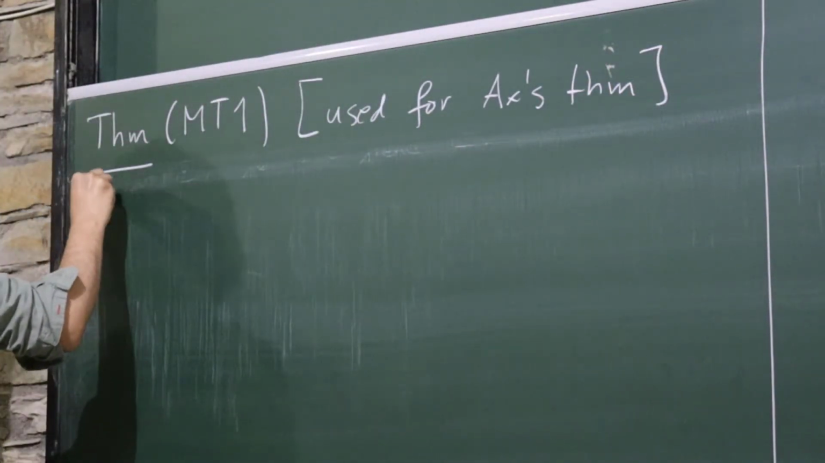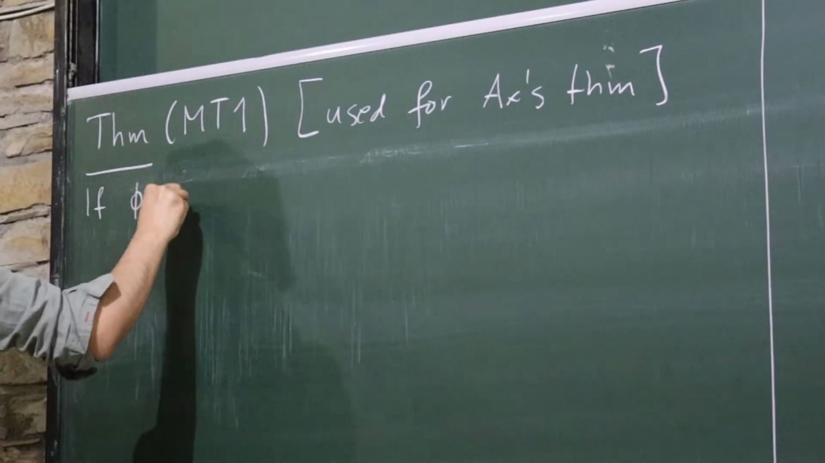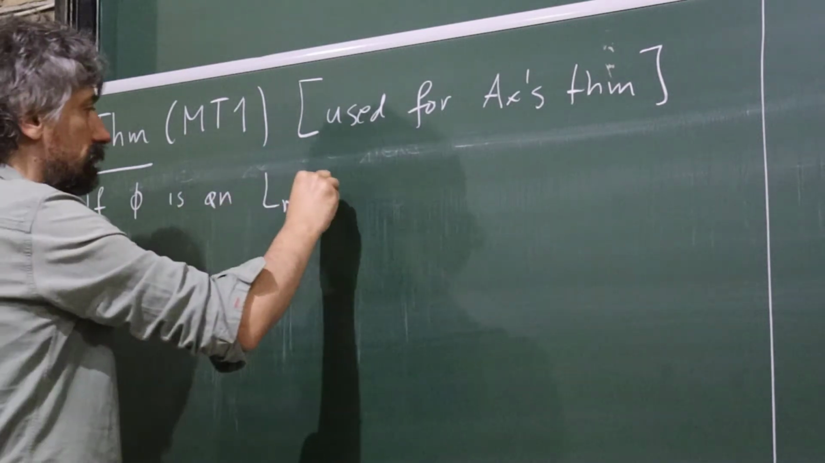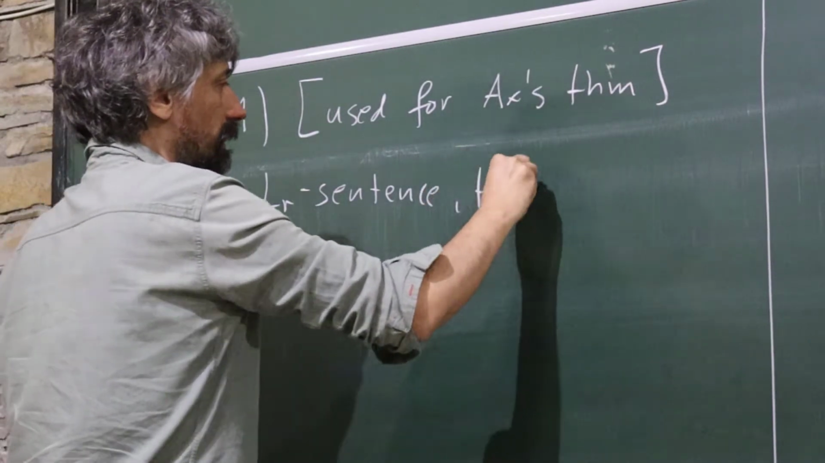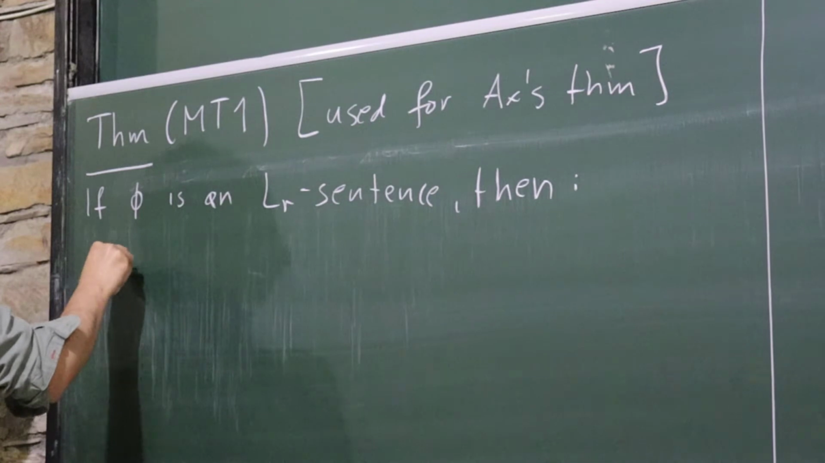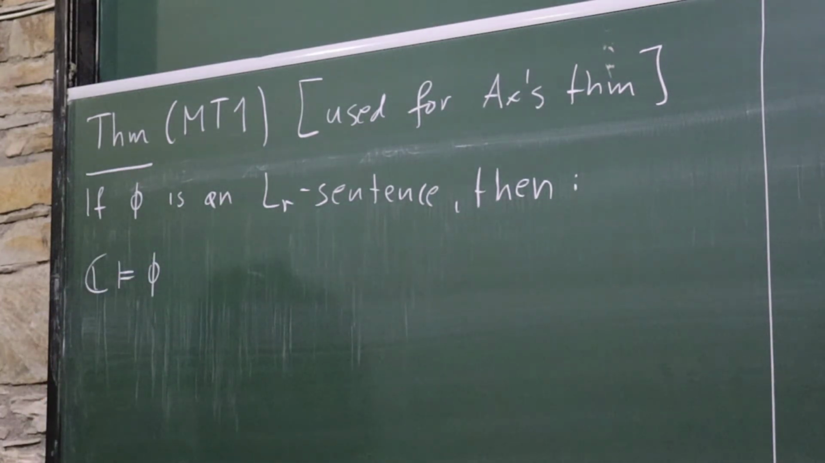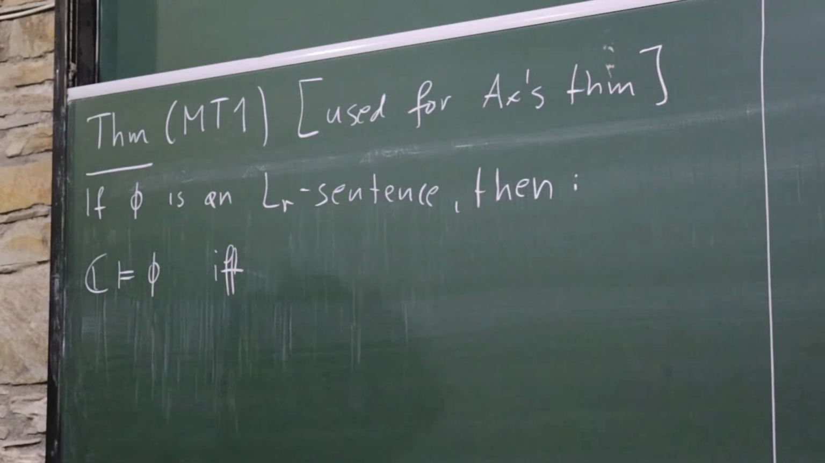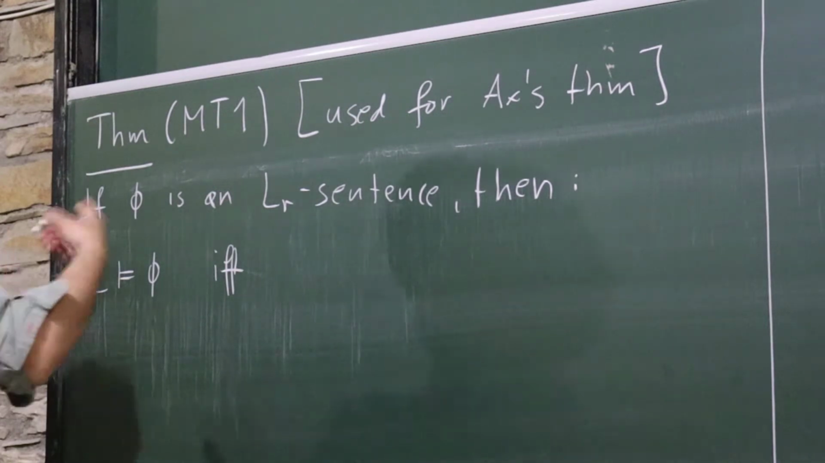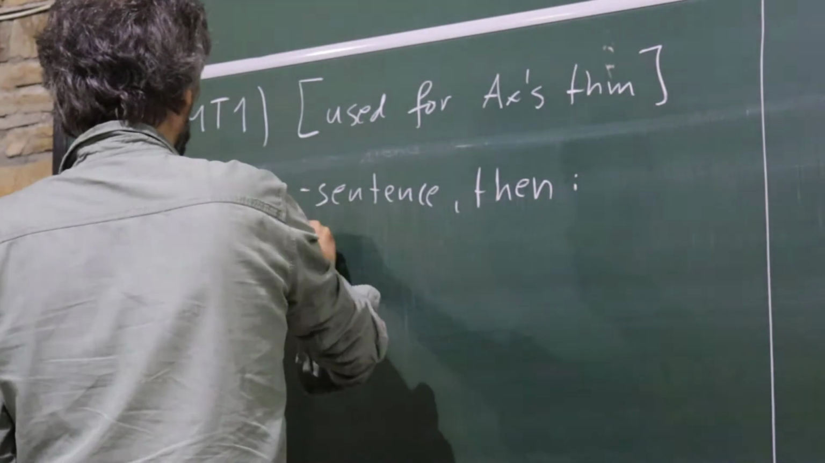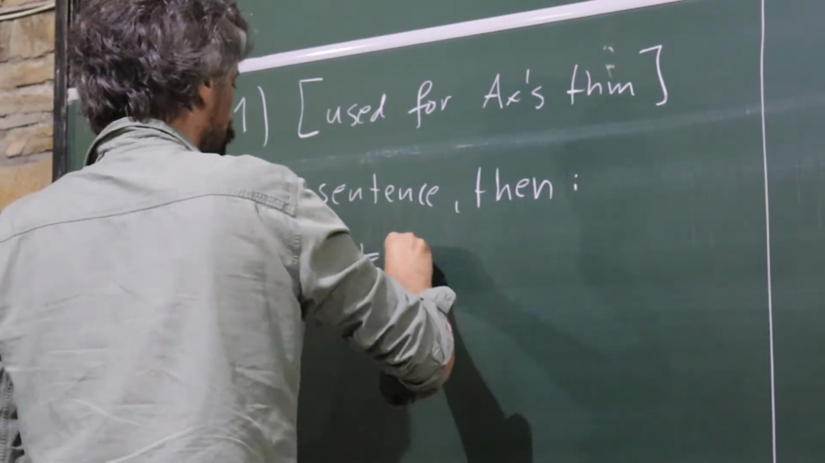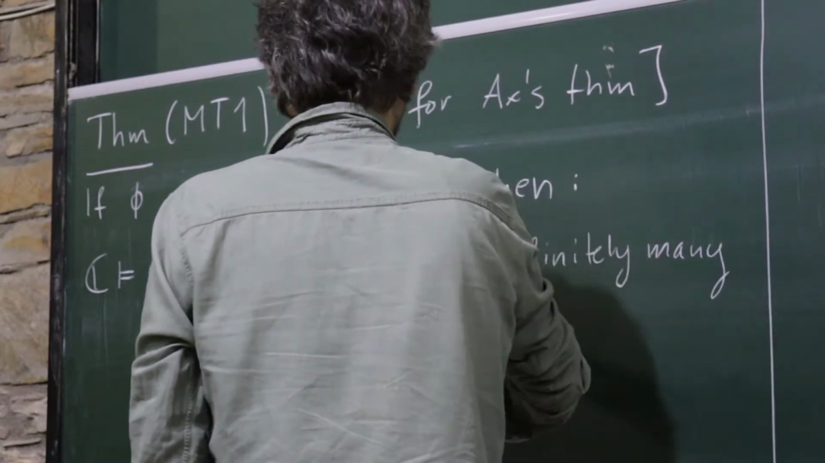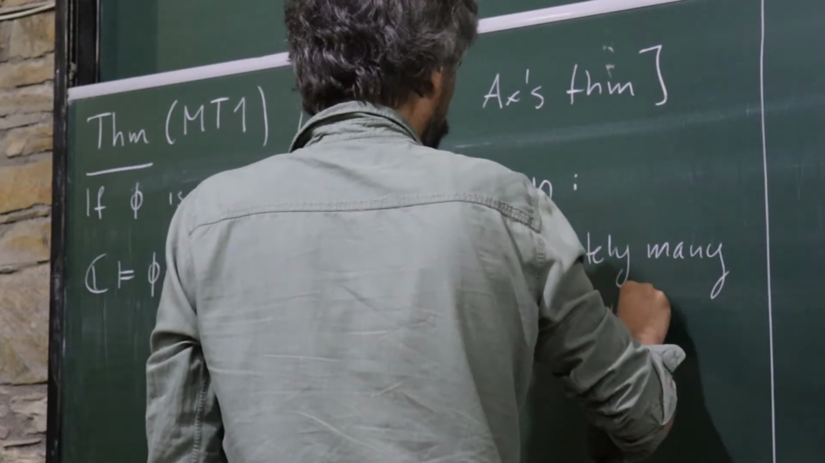So it says that if this phi is a sentence in the language of rings, then it is true in the complex numbers, it is satisfied in the complex numbers, if and only if it is satisfied in the algebraic closure of a finite field for infinitely many primes, which are the cardinality of this finite field.